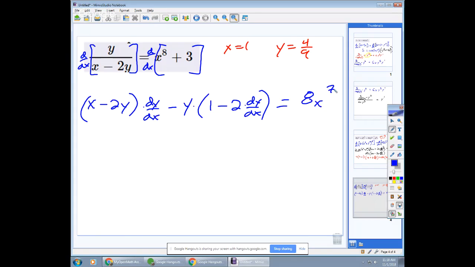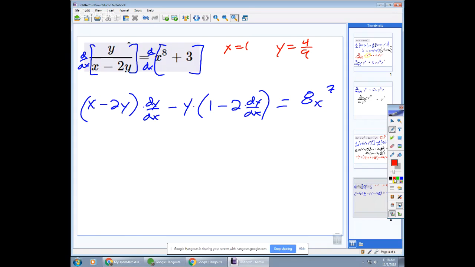So then we just have to clean this up and collect dy dx's. We have to distribute. Why can't we just plug x and y in from there? Oh, right, yes, that was the goal. Thank you for reminding me. Yes, we don't have to find dy dx, we just need a slope. Yeah, so just go plug in the 1 and the 4/9.